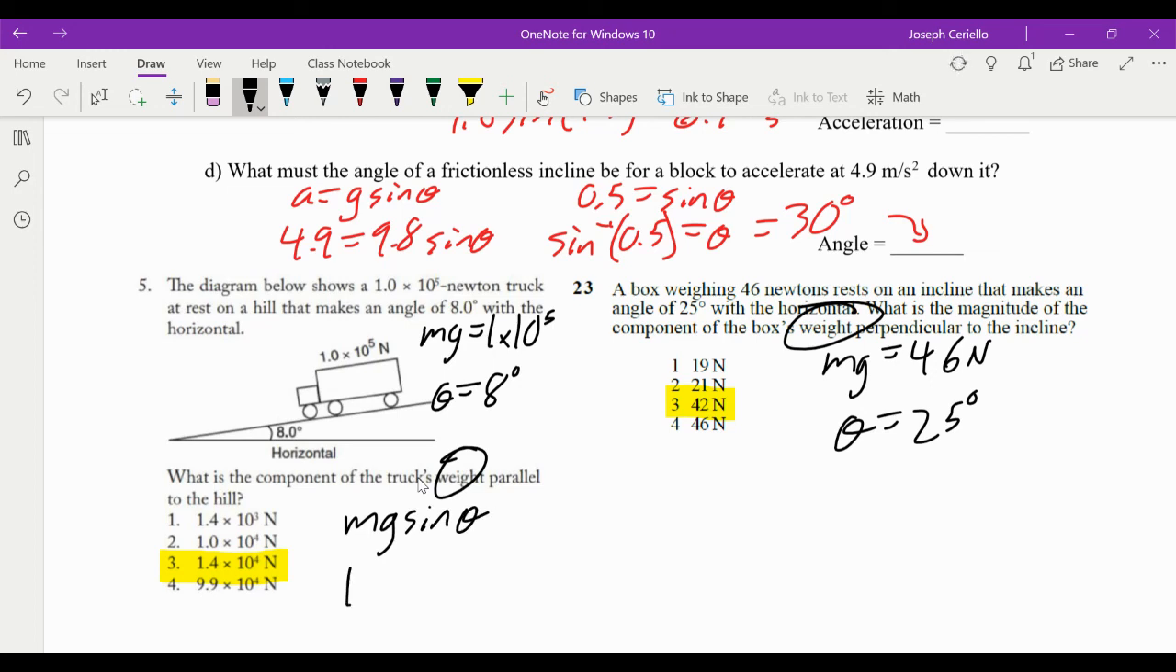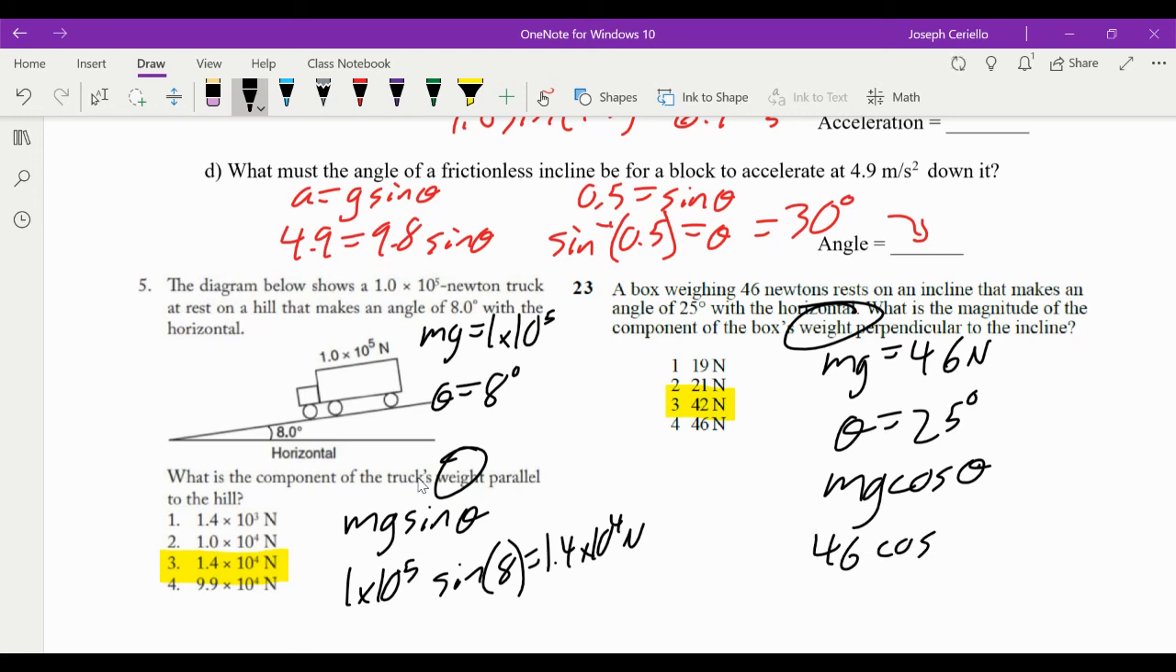So mg is 1 times 10 to the 5 times sine of 8 degrees, and you get 1.4 times 10 to the 4 newtons. Over here, perpendicular is cosine theta. So we have 46 times cosine of 25, and we get about 42 newtons. All right, that's how you do it. We'll have more practice with this, but just make sure you're able to do these two questions for sure without any issues. If you can do these two, you're good for this topic.